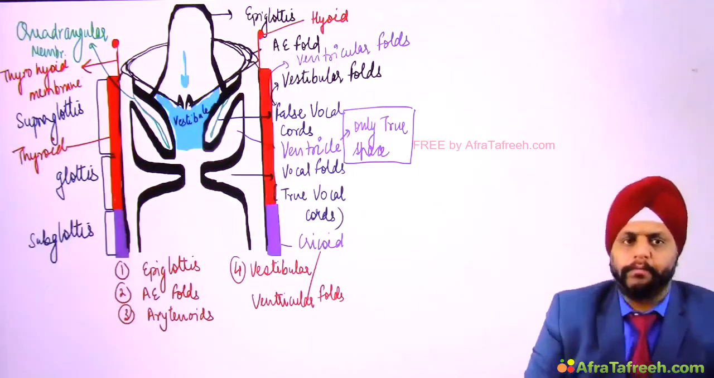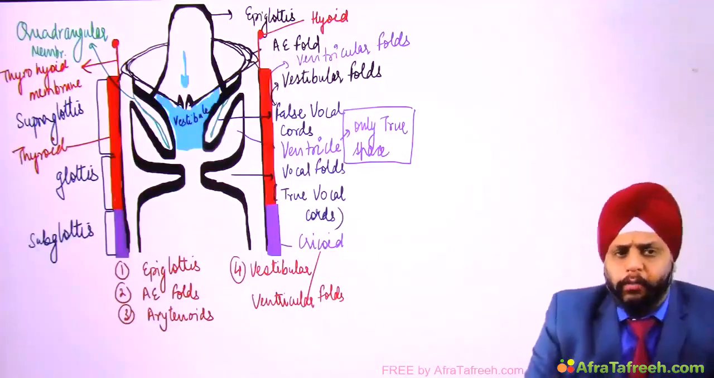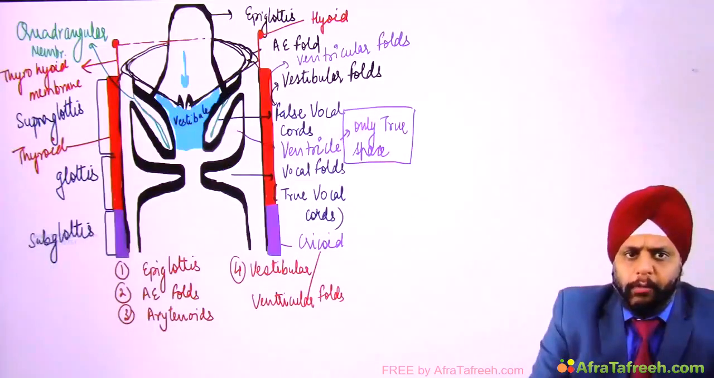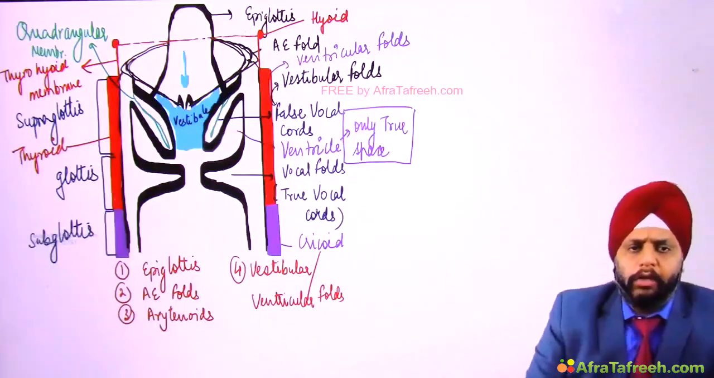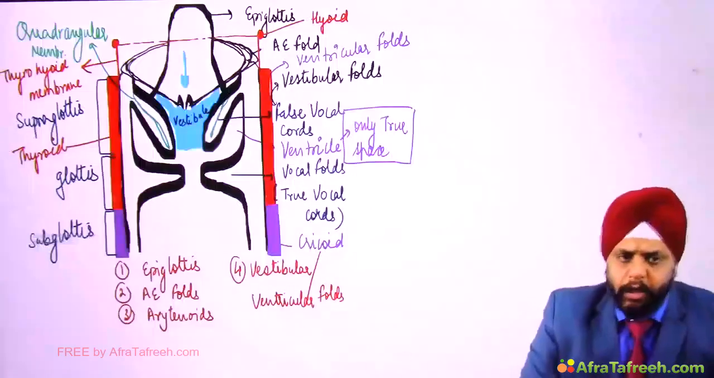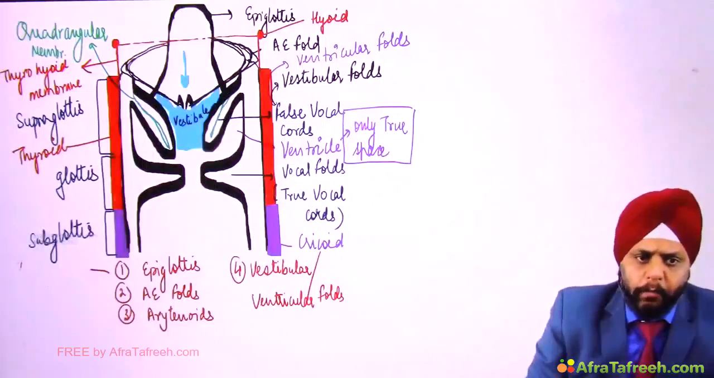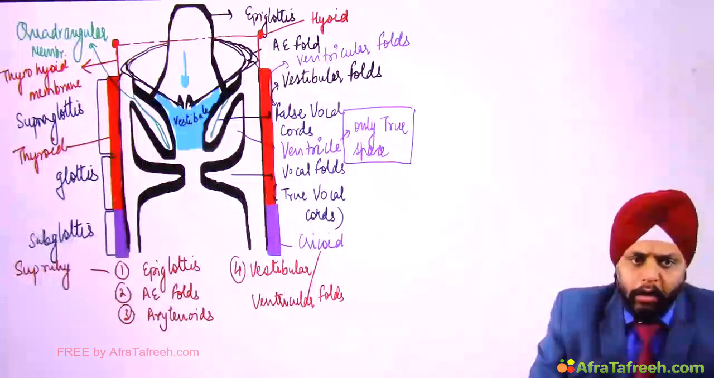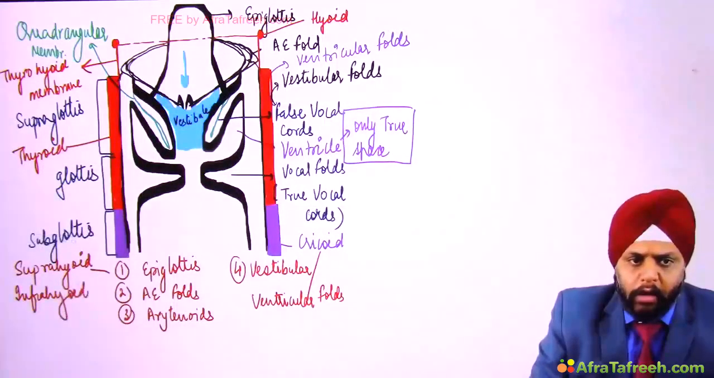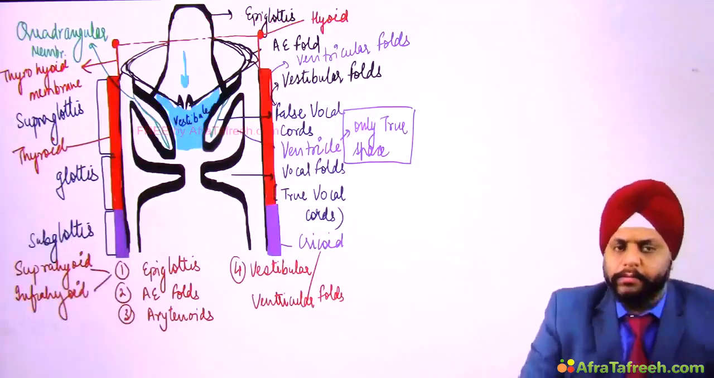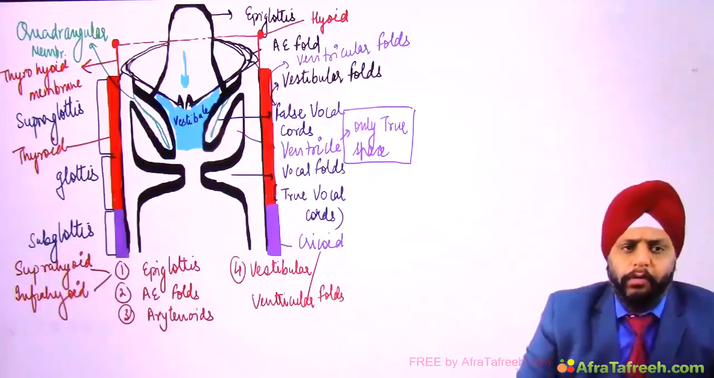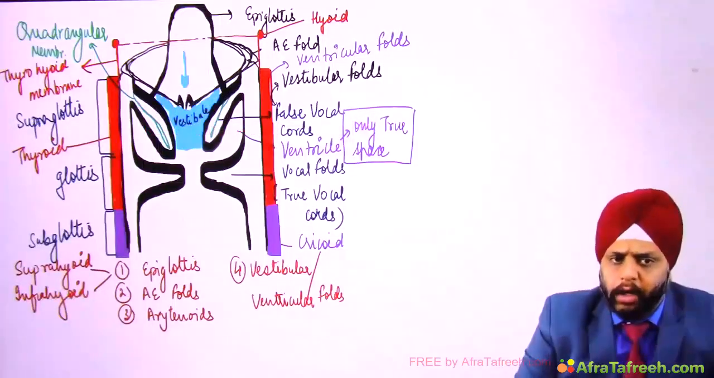Thyrohyoid membrane. Okay, now you see this hyoid bone, it divides the epiglottis into two parts. Okay, I'm drawing a line along the hyoid bone, and you can see that it has divided the epiglottis into two parts, upper part and lower part. Okay, which two parts? Yes, suprahyoid epiglottis and infrahyoid epiglottis. Okay, so the hyoid has divided epiglottis into two parts, suprahyoid epiglottis and infrahyoid epiglottis.